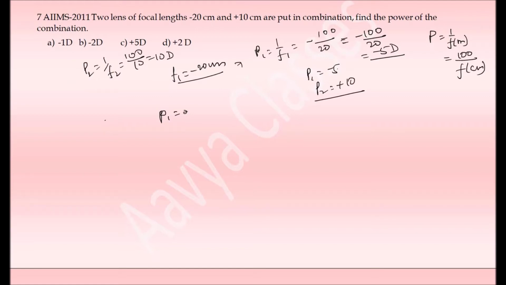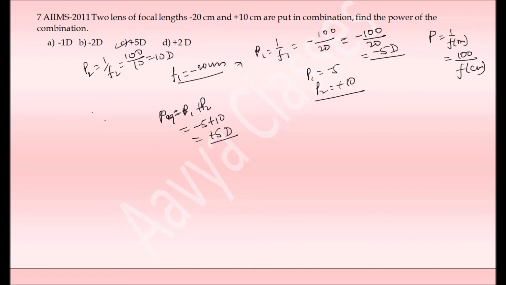Now the lens having less focal length, or the higher power, will dominate in the combination. Power of combination will be P equivalent, which is equal to P1 plus P2, and it is equal to minus 5 plus 10, that is plus 5 diopter. So if you see the answer, then option C is correct.